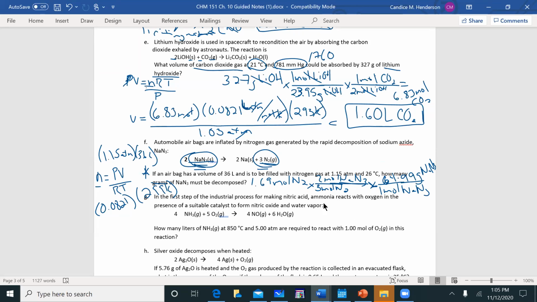So when I plug that into my calculator, taking the 1.69 times the 2 divided by the 3 and times the 64, I get a total mass value of 73.3 grams. So 73.3 grams of this NaN3.